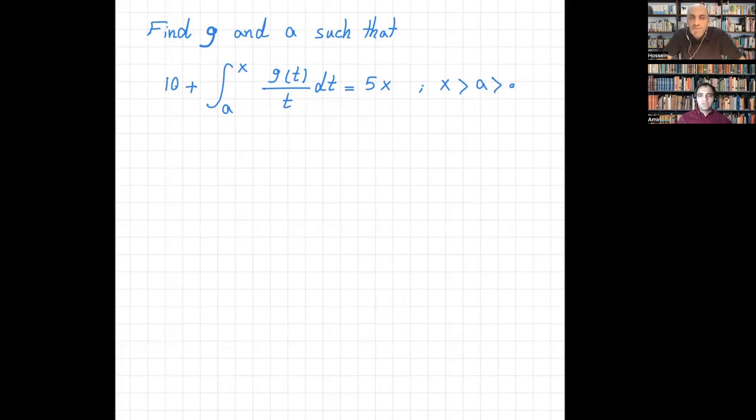So the purpose is to find g and a. We want to actually use the fundamental theorem of calculus here, and you can also take advantage of the chain rule to obtain g and then solve for a. So, the floor is yours.